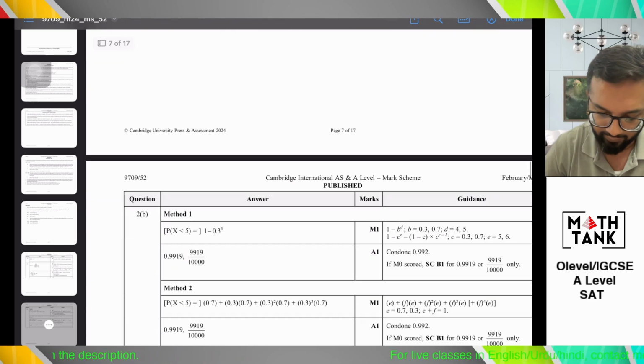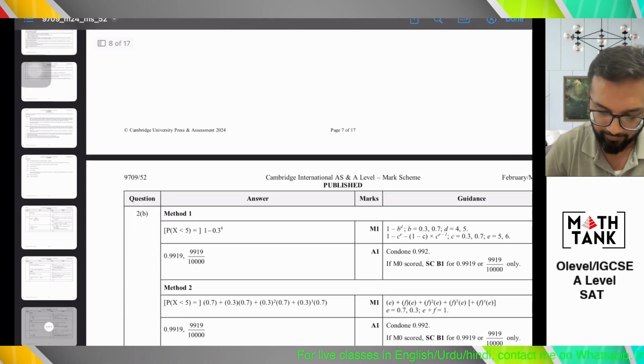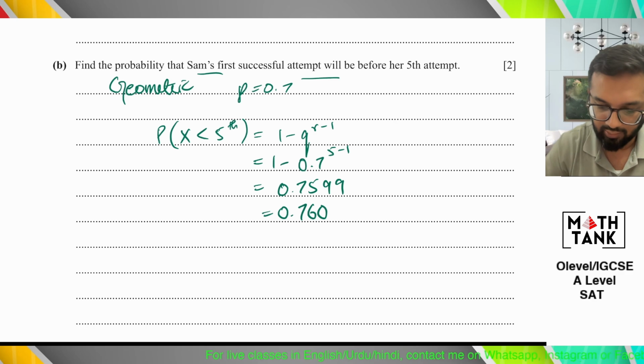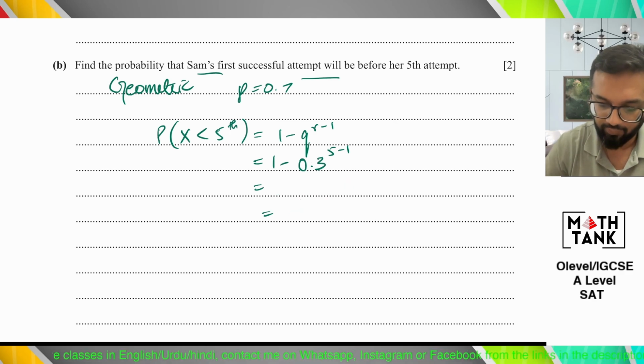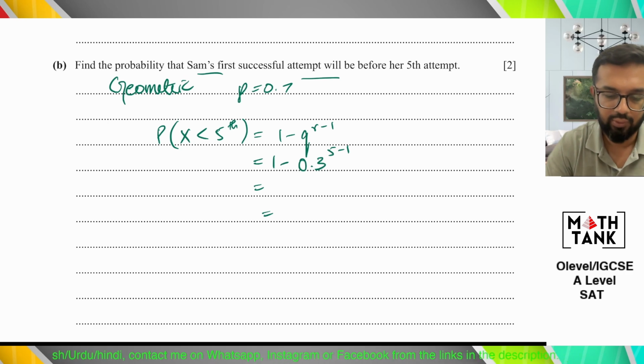And 0.617 was fine. Oh, my bad. Q, and 0.9919.